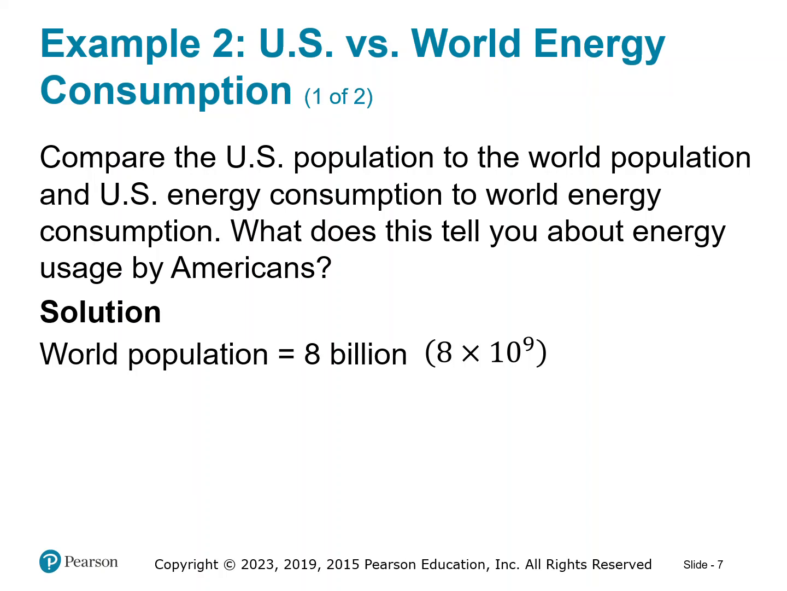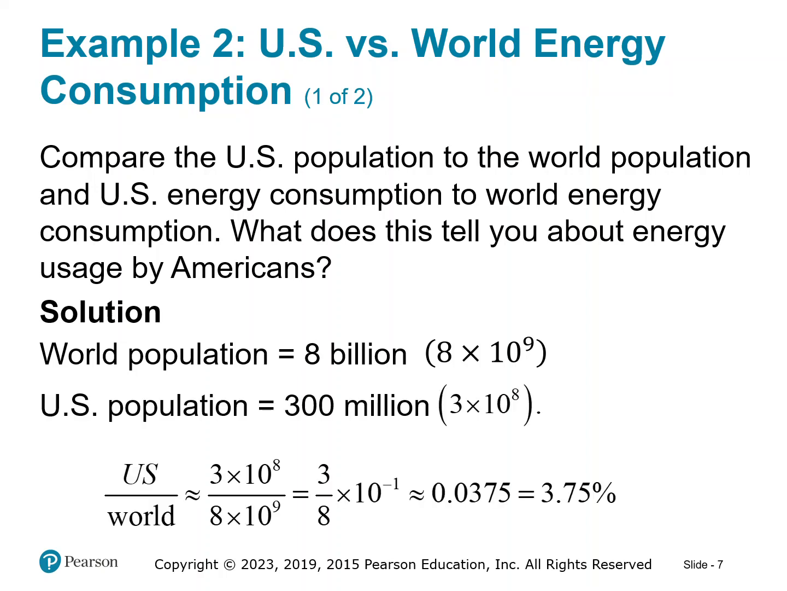So the world population, let's just go with 8 billion. And 10 to the 9th is billion. 10 to the 6th is million. The U.S. population is 300 million. Now I said 10 to the 6th is millions, but since it's these two zeros, add the other two to go to 10 to the 8th here.